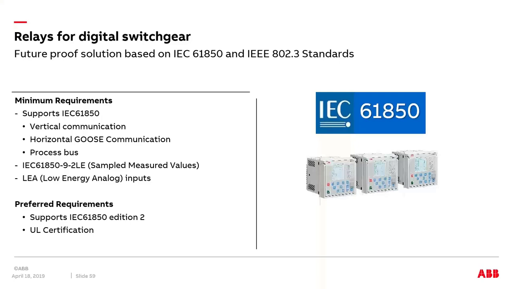It is on the horizontal bus, and it will be less than 10 millisecond operation time. And the process bus is basically sampled measured values, which are current and voltage analog signals being shared by the devices. And you need IEC 61850-9-2 LE sampled measured values for actually maximizing your benefits. And you need low energy analog inputs. So preferred requirements would be IEC 61850 edition 2, which is the latest one, and UL certification.